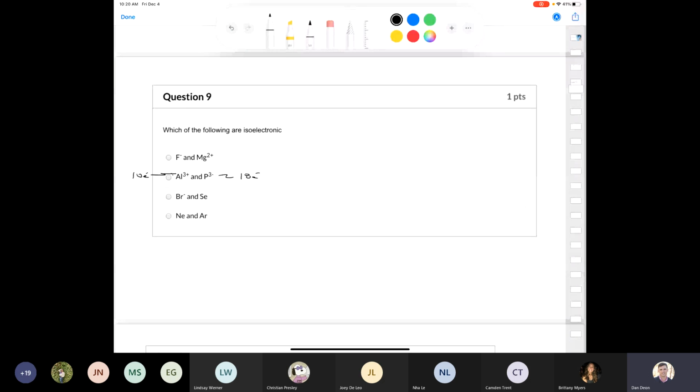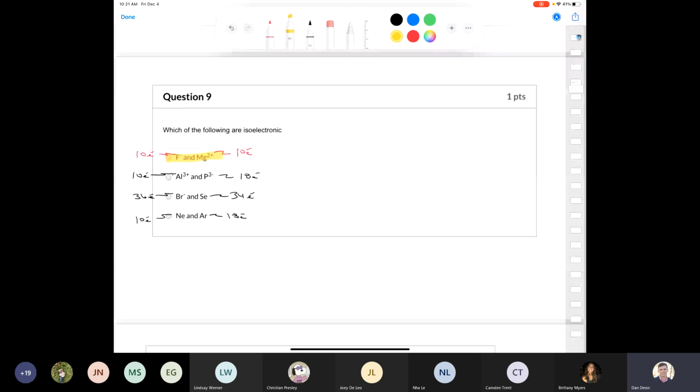Bromine has 35, so that bromide would have 36 electrons. Selenium has 34, and selenium is not selenium with a charge, so that's 34 electrons. Neon and argon are definitely not isoelectronic. Neon has 10 electrons and argon has 18 electrons. Okay, but if I look at fluoride, fluorine has 9. Fluoride is going to have 1 more, so that's 10. Magnesium has 12. Magnesium 2 plus is going to be 12 minus 2, which gives you 10. So the answer is fluoride and magnesium 2 plus.